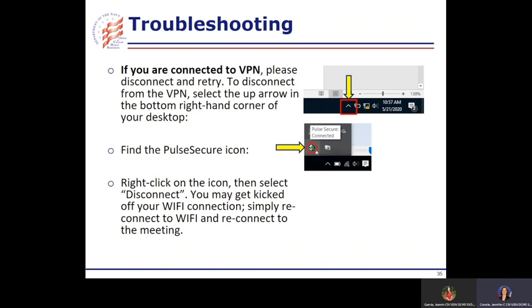I find that if I'm connected to the internet using a Wi-Fi connection, I usually get bounced from my internet connection about a minute or two after disconnecting from the VPN. If that happens, simply reconnect to your internet connection first, and then reconnect to your meeting. These steps are specific to NMCI computers, but anyone connecting using a VPN should have similar steps to disconnect from their VPN and reconnect to their internet connection.